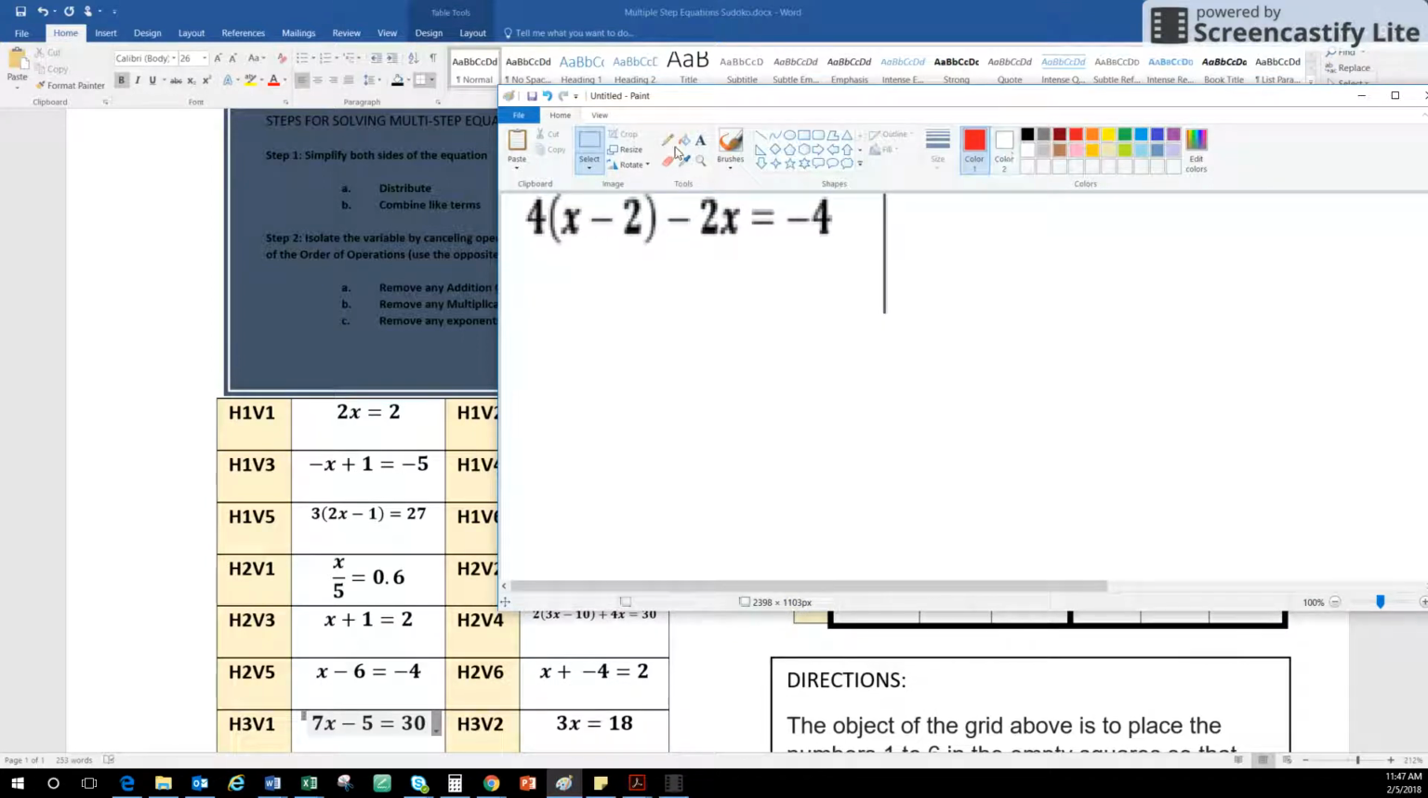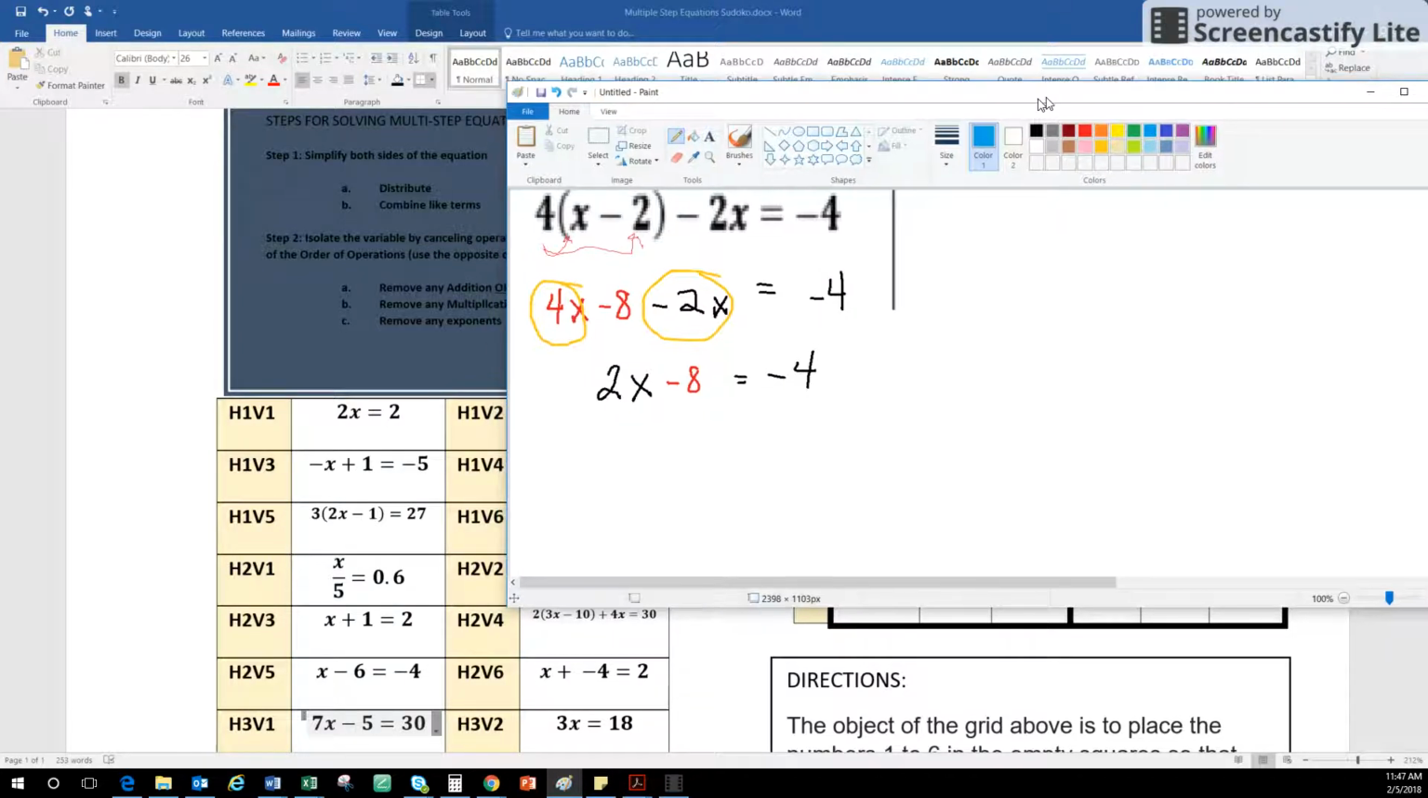So I need to distribute first. So I'd look at that and say I need to distribute the 4 to both the x and the -2. So this would be 4x minus 8. And then I still have the rest of the problem, minus 2x equals -4. So I distributed, check for like terms. I see I have 4x minus 2x. This gives me 2x. And then I still have my -8 that's sitting there. And I still have -4 over here.